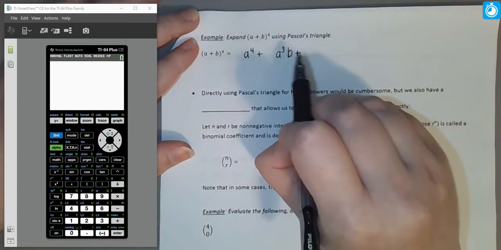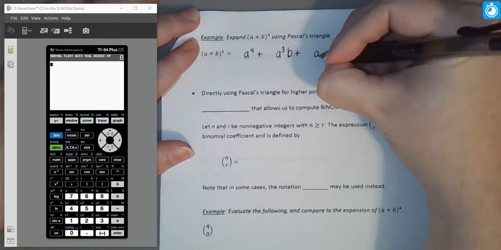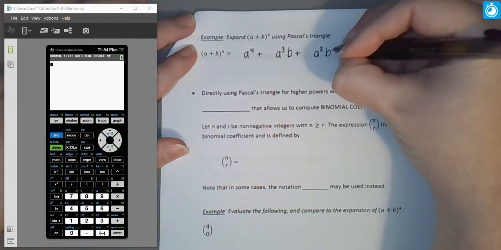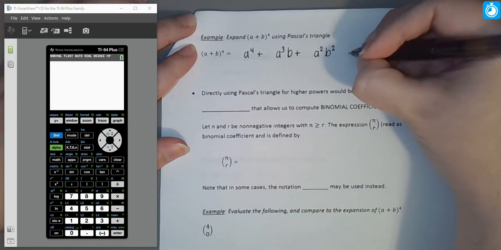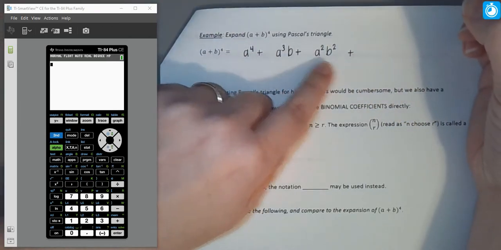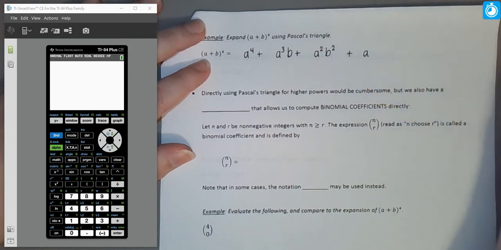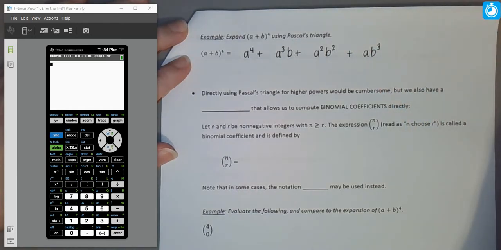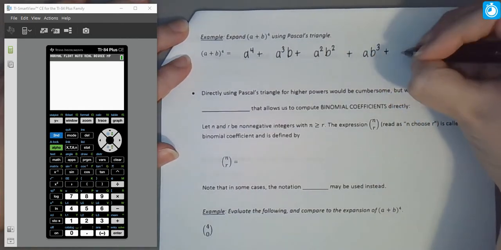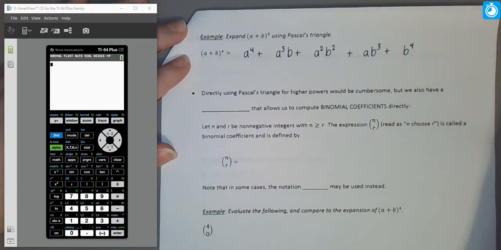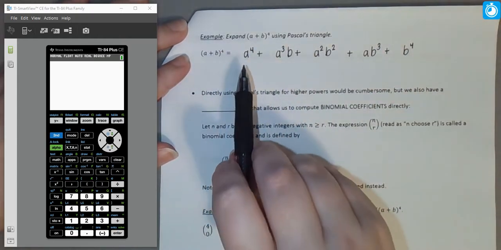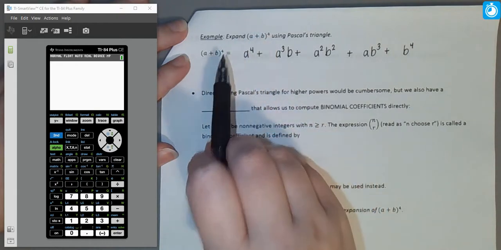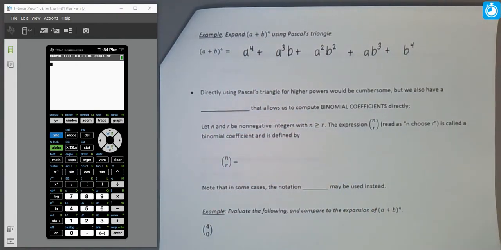Okay, and then we're going to decrease our exponent on a again, which would give us an a squared, and then increase the exponent on b, which would give us b squared, plus next term, so a decreases, so a to the 1st power, and then b increases, so b cubed, and then our final one would be b to the 4th power. So those would be our powers of the individual terms joined together to generate our n plus 1, which is in this case 5 terms, but we also need their coefficients.